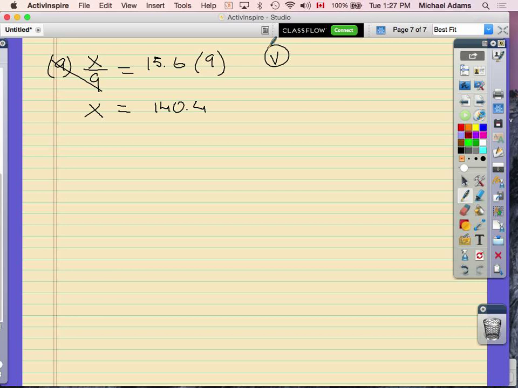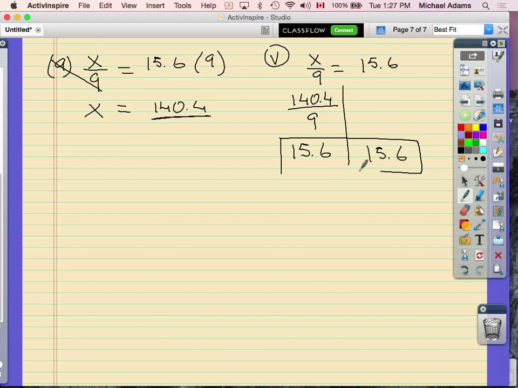Now, let's double check our answer. We do a verify. So rewrite the equation: x over 9 is equal to 15.6, line under the equal sign. So x was equal to 140.4. Substitute that in for x. Divide that by 9. Do it on my calculator. I will get 15.6. And on the other side, I have 15.6. These two are the same. So what does that mean about this answer? That means this answer, x is equal to 140.4, is my correct answer.